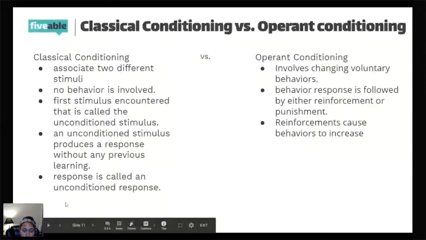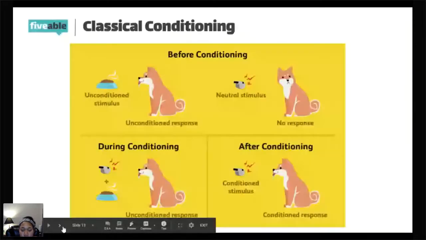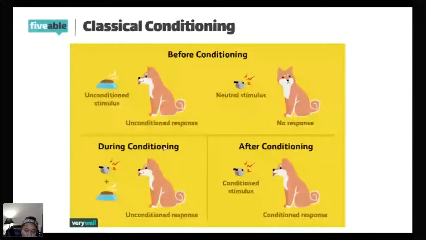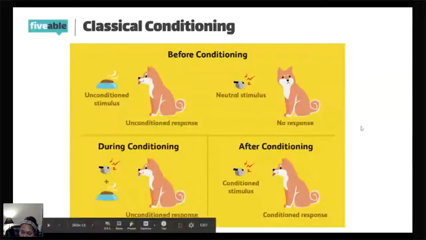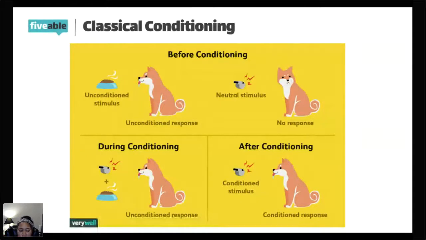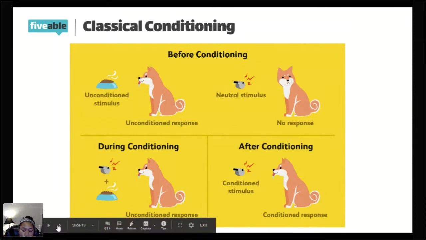And remember this slide of classical conditioning showing how before conditioning, there's an unconditioned stimulus that creates an unconditioned response. There's a neutral stimulus that creates no response at first, but then when the neutral stimulus and the unconditioned stimulus are paired, it creates the unconditioned response. So therefore, after conditioning, the neutral stimulus becomes a conditioned stimulus, which creates a conditioned response. So how do we put that in words? Let's go back to the next slide and see the definition of classical conditioning.